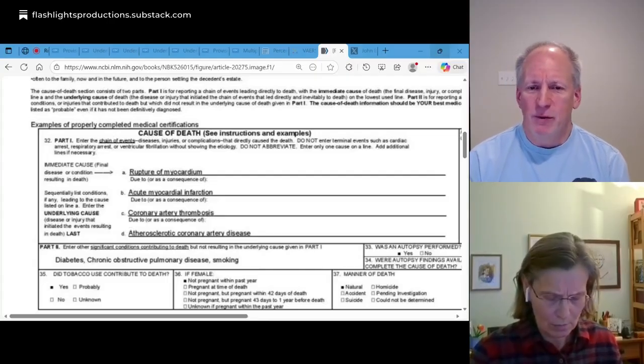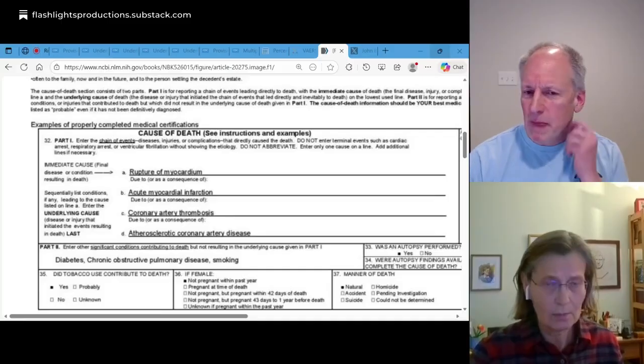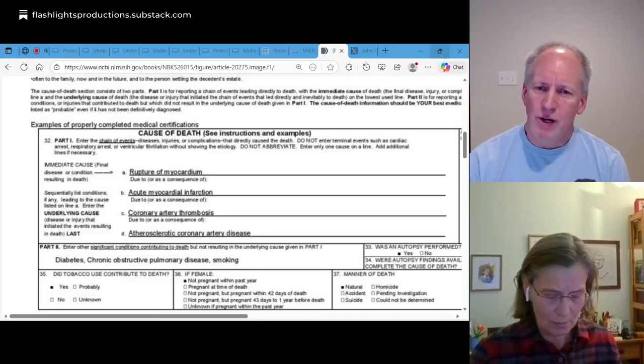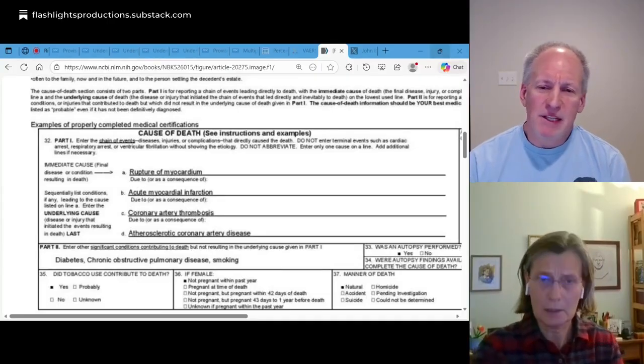The AKI, which is acute kidney injury, N17, which if you look it up, you'll see it listed as acute renal failure. Right. They mean the same thing.